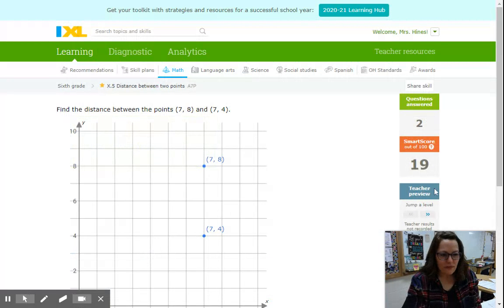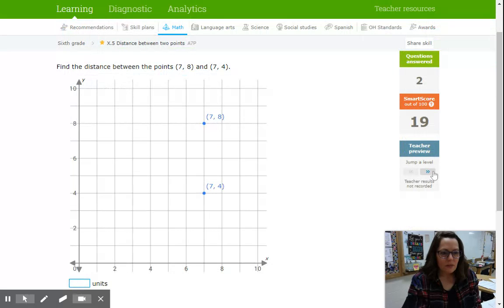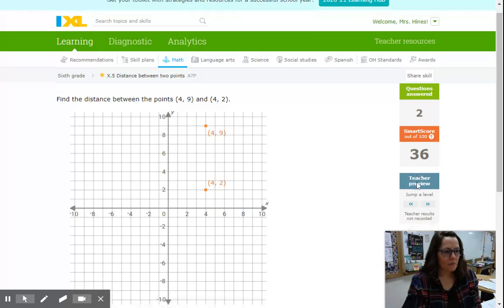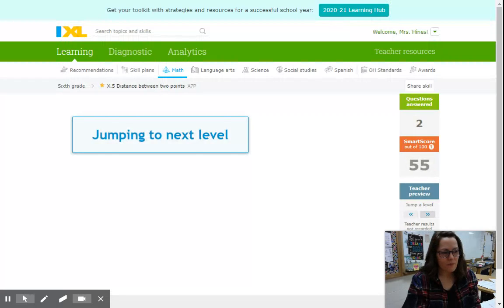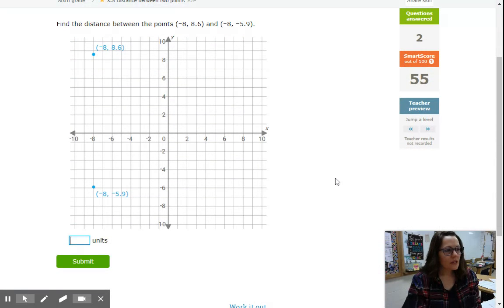Okay, I'm going to see if I can jump a level, maybe a couple, and see if it looks any different for you. So here we've got some negative numbers. Let's see, it wants the distance between (-8, 8.6) and then from there down to (-8, -5.9).